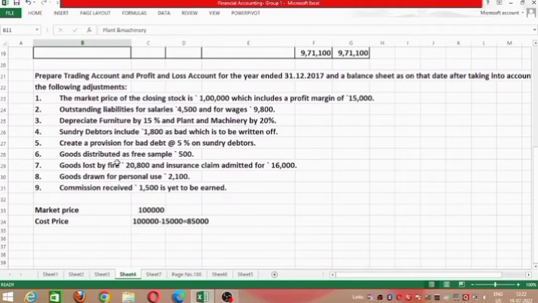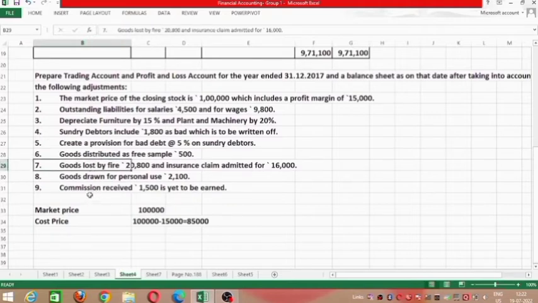Sixth one, goods distributed as free samples, 500. So this amount should be deducted from purchases as there is a reduction in the stock, and also this should be debited to the P&L account as marketing expenses.